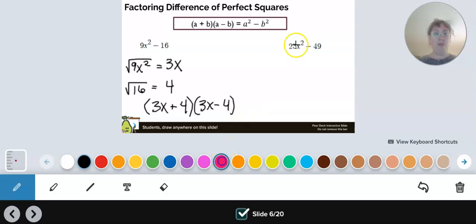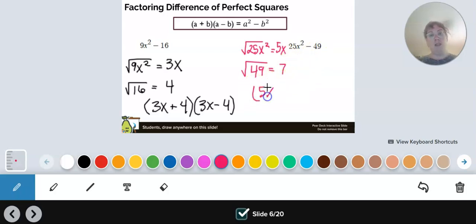Perfect. On the right, we have 25x squared. So the square root of 25x squared is 5x. 5x times 5x is 25x squared. The square root of 49 is 7. 7 times 7 gets us 49. So we take those terms and we write it as a conjugate pair. So we have 5x plus 7 times 5x minus 7. Beautiful. Push ahead to slide 7.